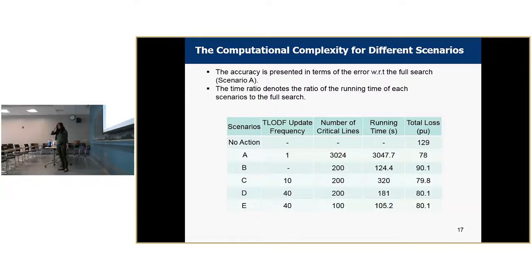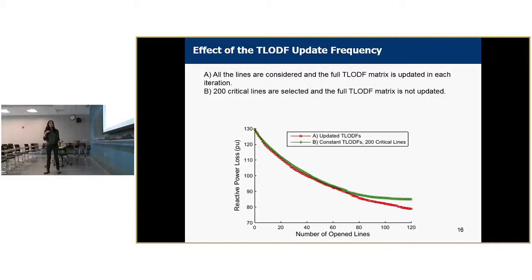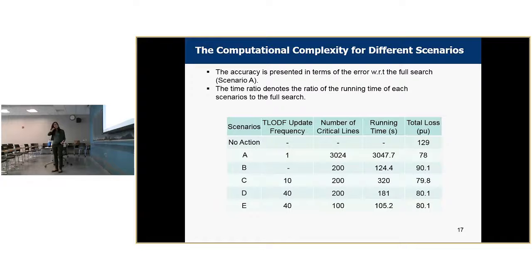How many lines did you open here? So this one, I opened 120, but I think you could open more and you still get an AC power flow solution. Really? Yeah, it has like 3,000 lines, so. That's 120. Yeah.